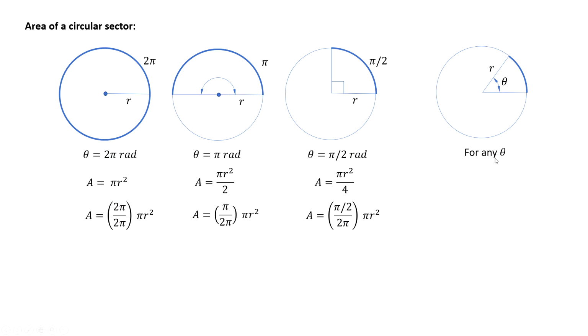Right? When the angle is some arbitrary theta, what should we say? You don't have a specific number like pi half or pi, and you just have theta. Okay, I'll just replace this with a theta. Yes, you're right. Theta over 2 pi, right? Angle theta over 2 pi times pi r square. Theta over 2 r square.